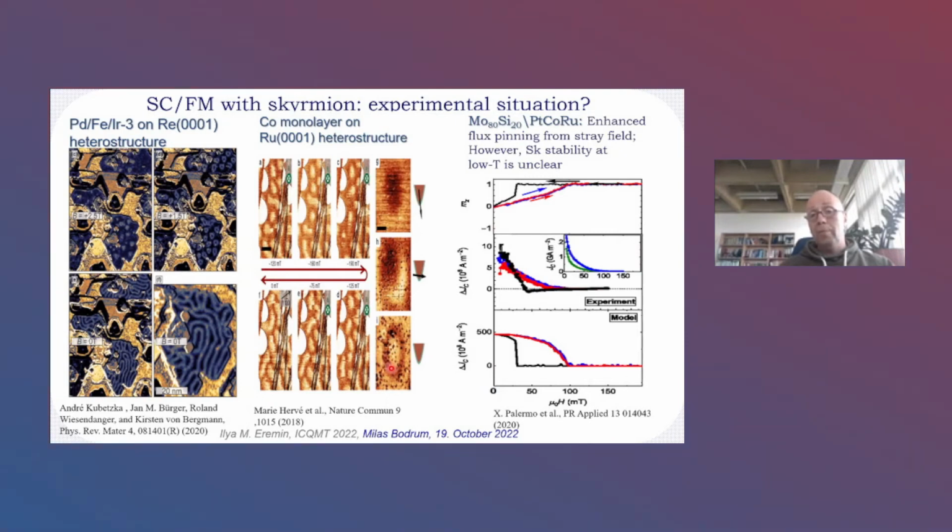But again, what was still missing is to show that there is an interaction between a superconducting substrate and the corresponding skyrmion. And then there was another proposal from France where they looked into molybdenum silicate on platinum, cobalt, ruthenium, where they saw some signatures of the interaction between skyrmions, or probably some effect of the stray fields, which they saw in flux pinning in superconductors, where they could clearly see that there is some interaction between the two parts of the interfaces. However, still the problem was that they could not unambiguously show that they could see skyrmionic states.